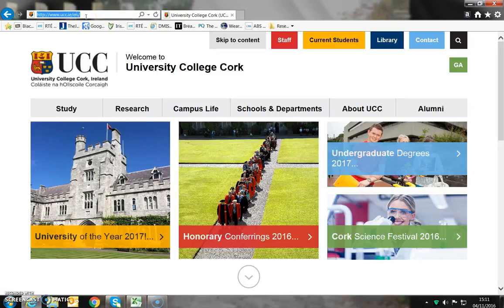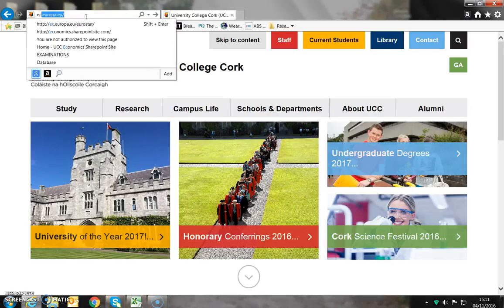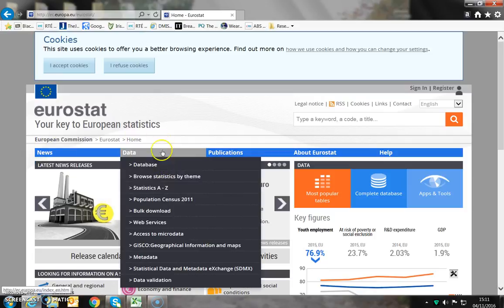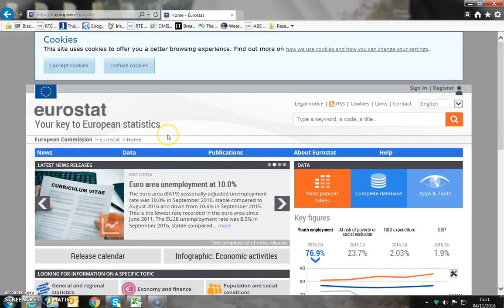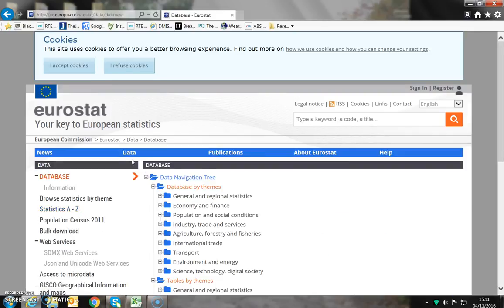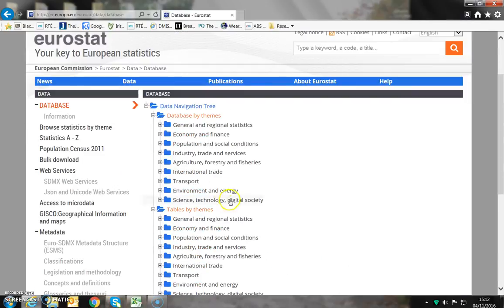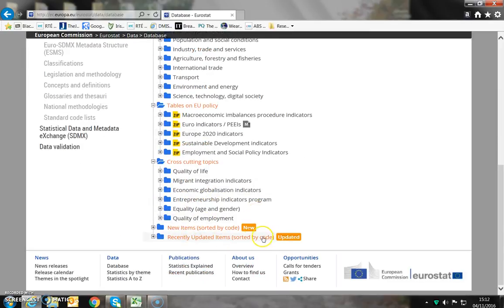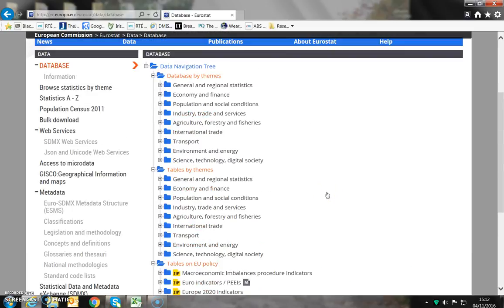Okay, so you go to EC.europa.eu/Eurostat, and you will see the Eurostat website coming up, your key to European statistics. What you want to access here is the data section. So you click on the data section and it brings you up a number of different elements in the database: database by themes, tables by themes, tables on EU policy, cross-cutting topics, new items, recently updated items. So I'll go through one of them with you.